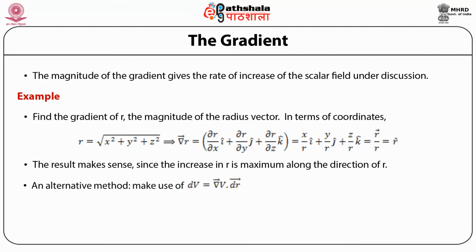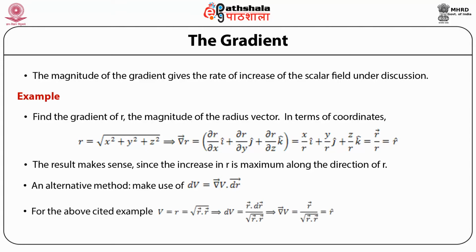An alternative method makes use of dV is equal to del V dot dr vector. For the above cited example, V is equal to r equal to under root of r vector dot r vector, which tends to dV equals r vector dot dr vector divided by under root of r vector dot r vector, which implies that del V is equal to r vector divided by under root of r vector dot r vector, equal to r cap.